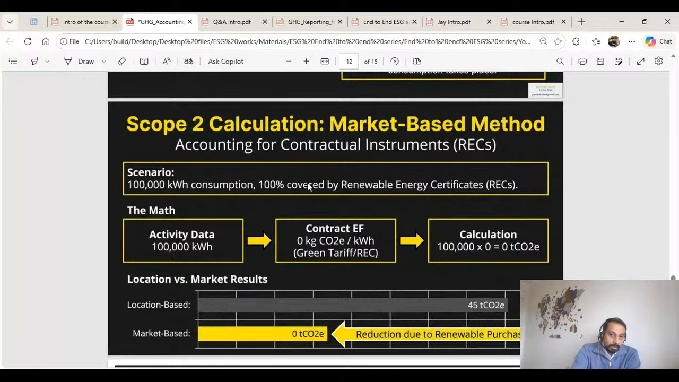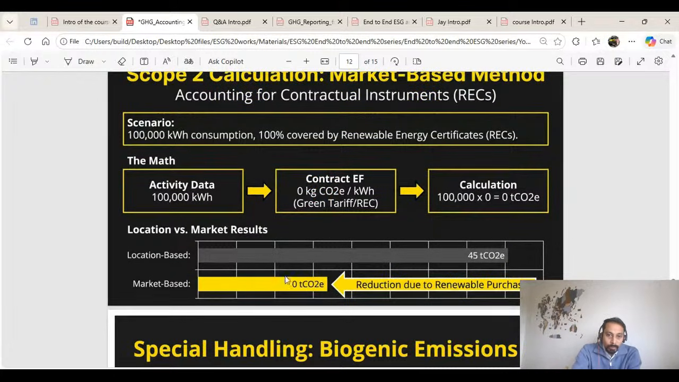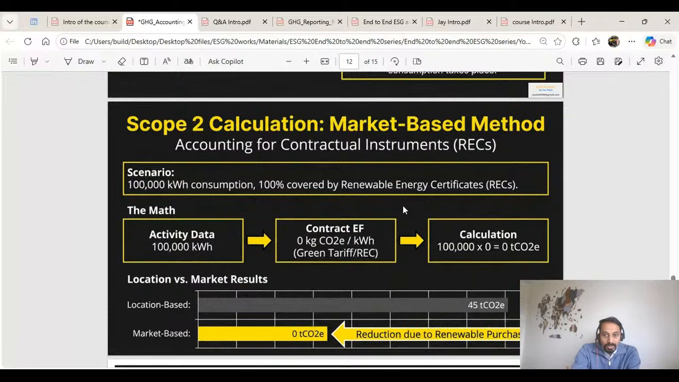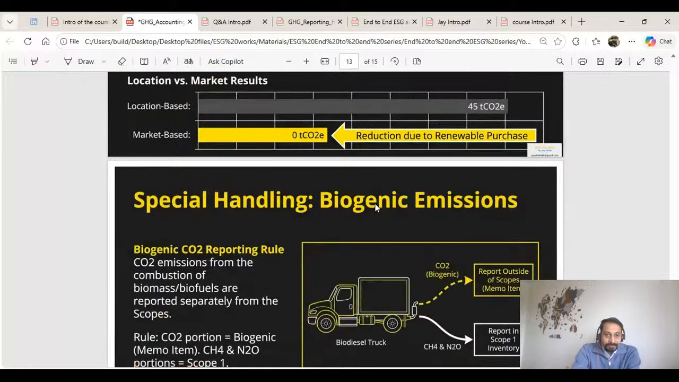Then what is the emission? Overall, the consumption is 100K kWh, and the contract emission factor is zero because of the green tariff for the renewable energy certificates you have. So overall, your result for scope 2 will be: location-based is 45 tons of CO2 equivalent, and market-based it will be 0 tons of CO2 equivalent because it's a reduction due to renewable purchase. So here you reduce the scope 2 emissions because you have the renewable energy certificate.